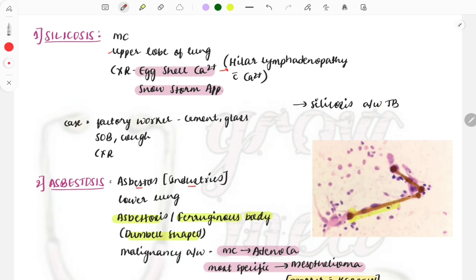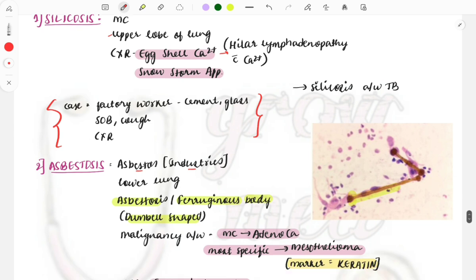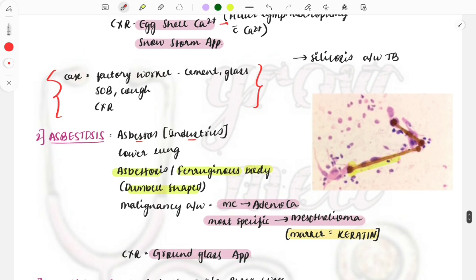Okay, most commonly. Then on chest X-ray you can see eggshell calcification due to the hilar lymphadenopathy with calcification, and snowstorm appearance can also be seen. Then the clinical case described in case of silicosis will be like a factory worker works in the cement or glass, shortness of breath, cough, and on chest x-ray eggshell calcification. So what is the diagnosis? They will just give you the image of eggshell calcification, and you need to identify the image and then come to the conclusion that it is silicosis.